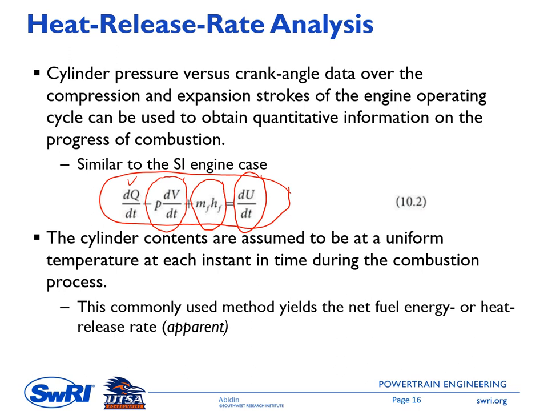When applying equation 10.2, we can assume the temperature is uniform at each instant during the combustion process. This process results in a net heat release rate, sometimes also called apparent heat release rate, because in this case the heat release rate is lumped together with the wall heat transfer.